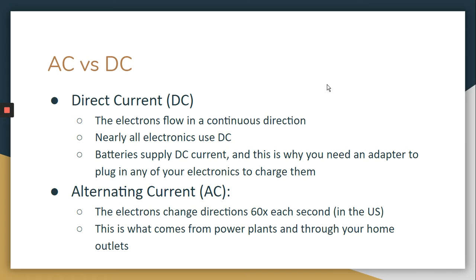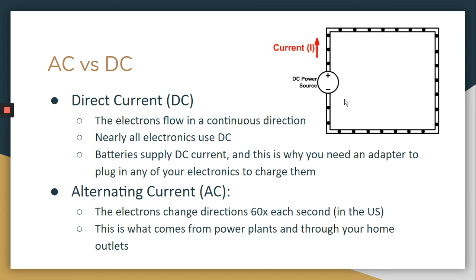Okay, so AC versus DC. DC is direct current. And that's where the current always flows in one direction. So it flows from positive all the way to the negative. So it's a continuous flow, one direction.